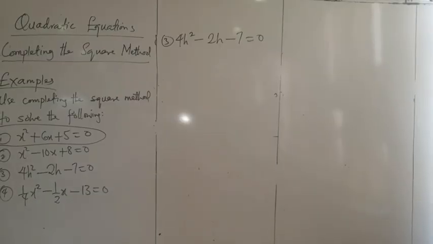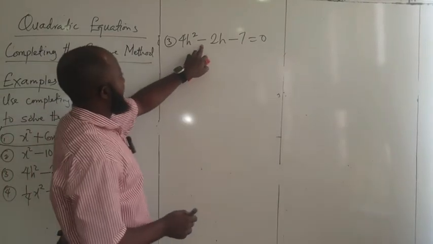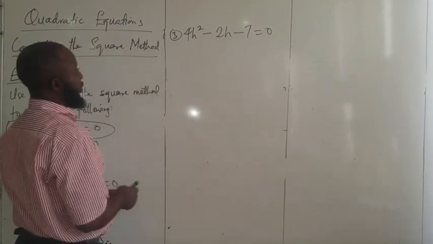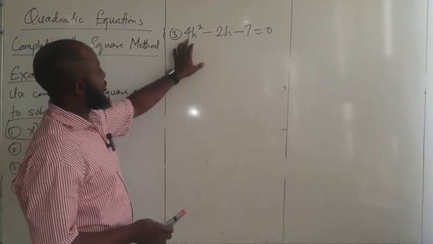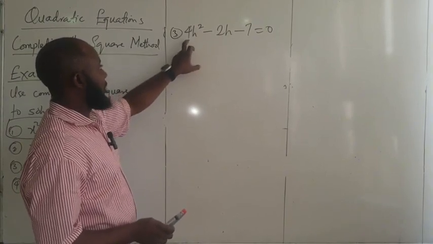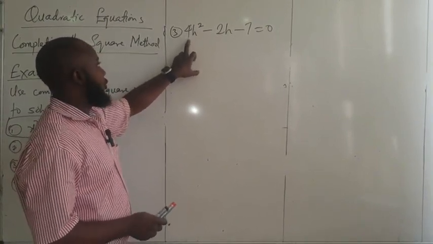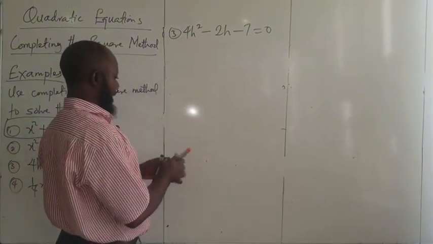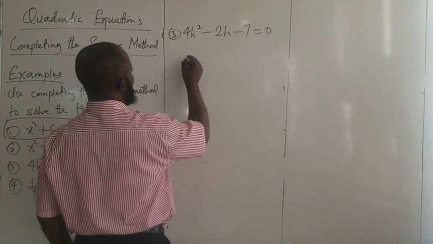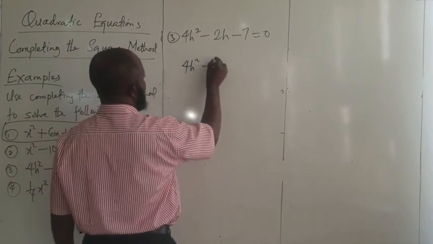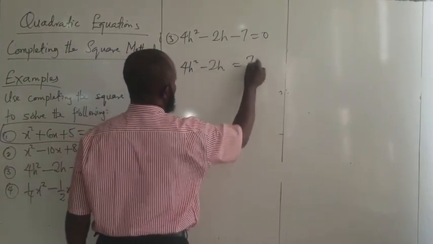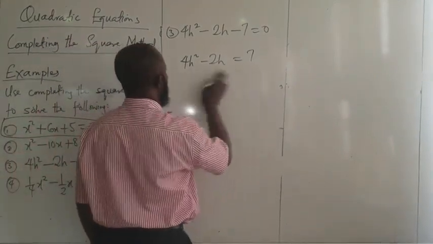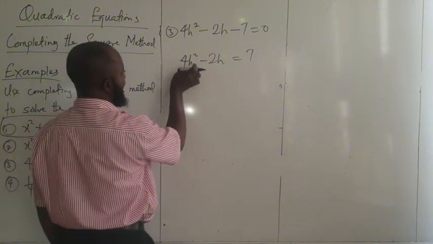Question number 3. We have 4h squared minus 2h minus 7 equal to 0. So you notice that the coefficient of the squared variable is not 1 here. So the condition is that we have to make it 1. But before that, this is going to be 4h squared minus 2h. We take this to the other side, that becomes what? Plus 7. So we're now going to divide through by 4 so that this will stand alone.